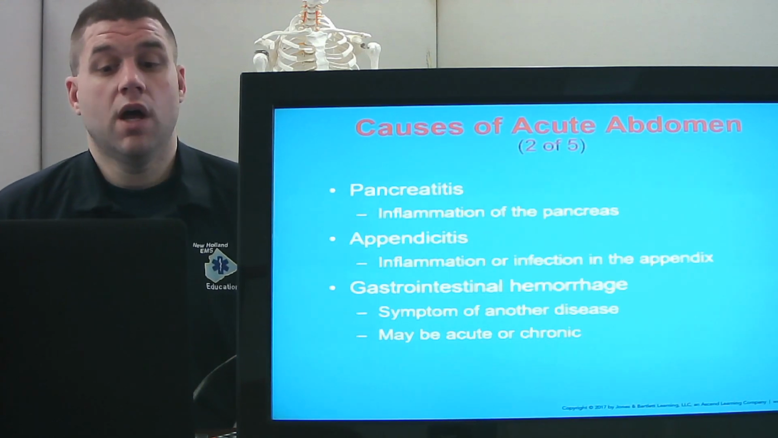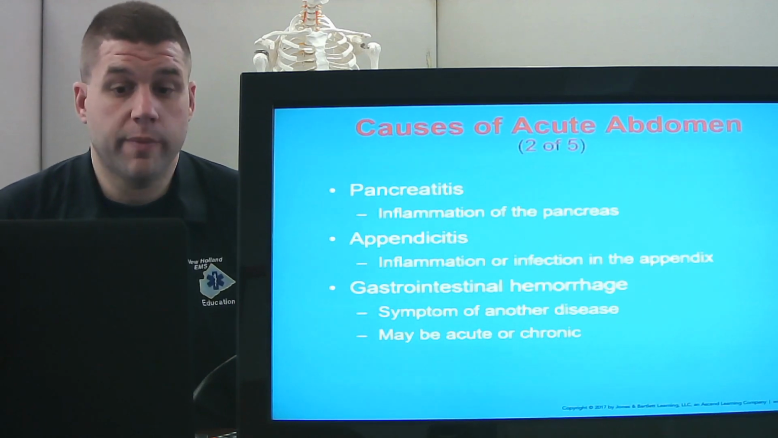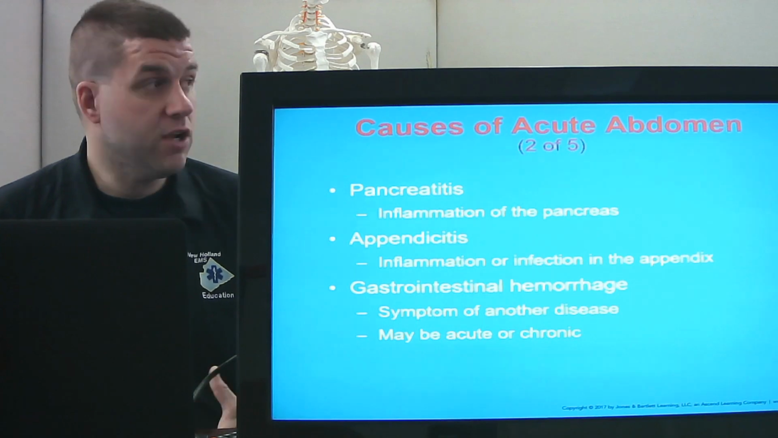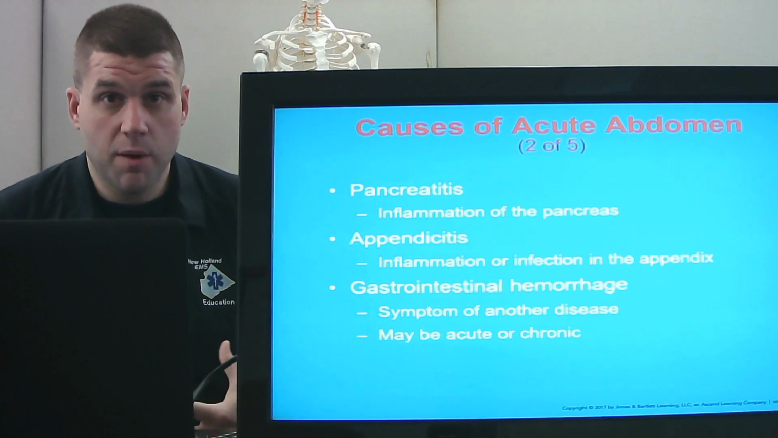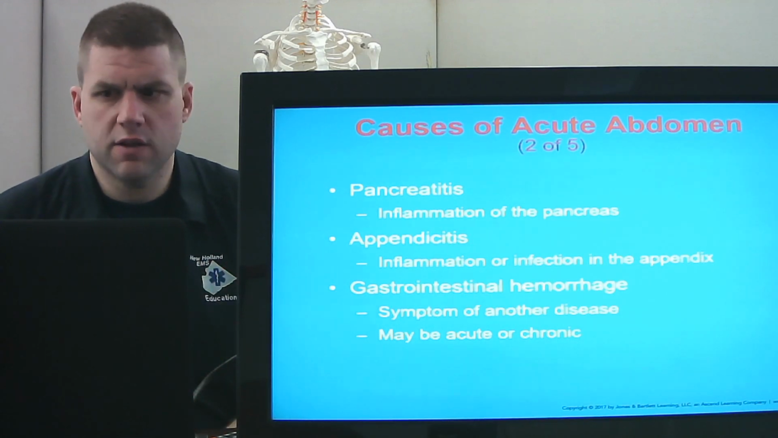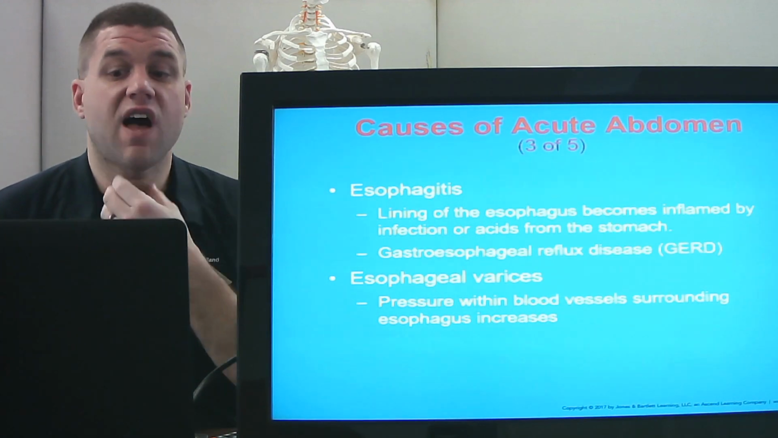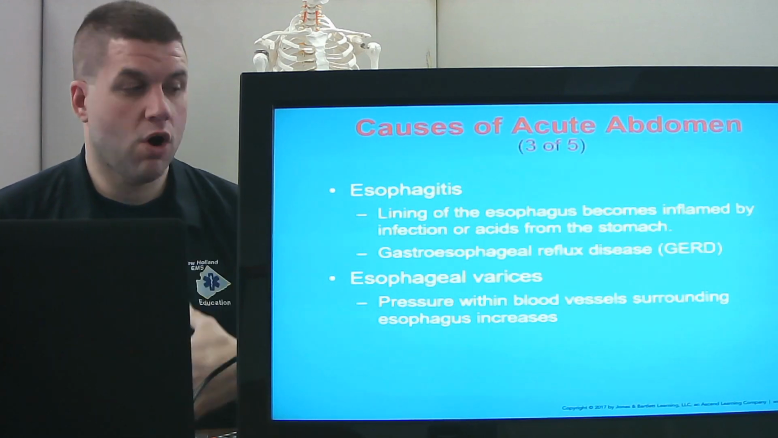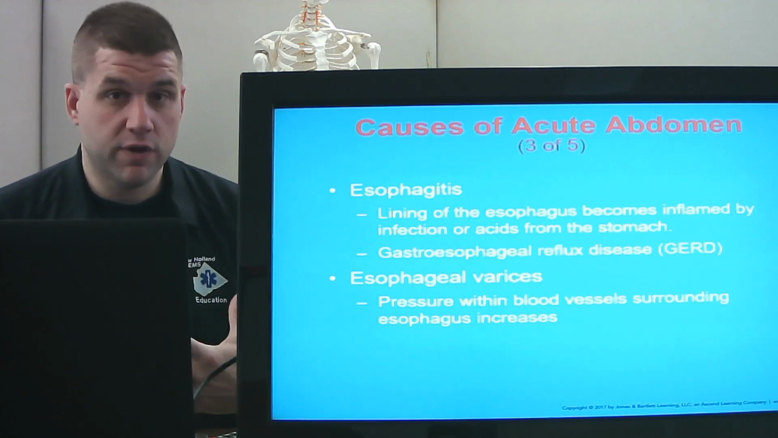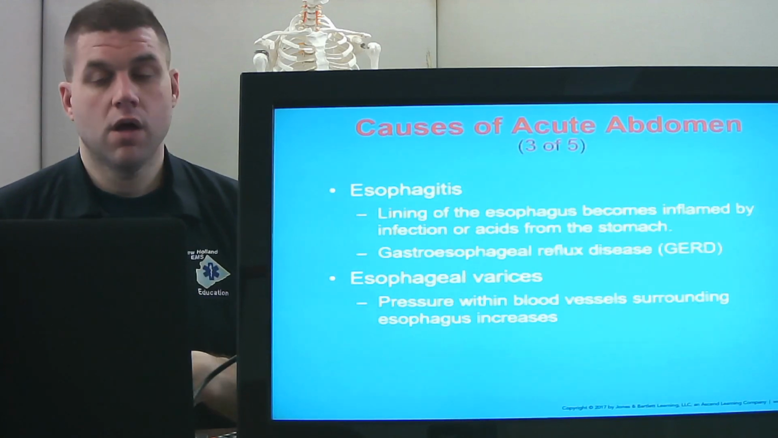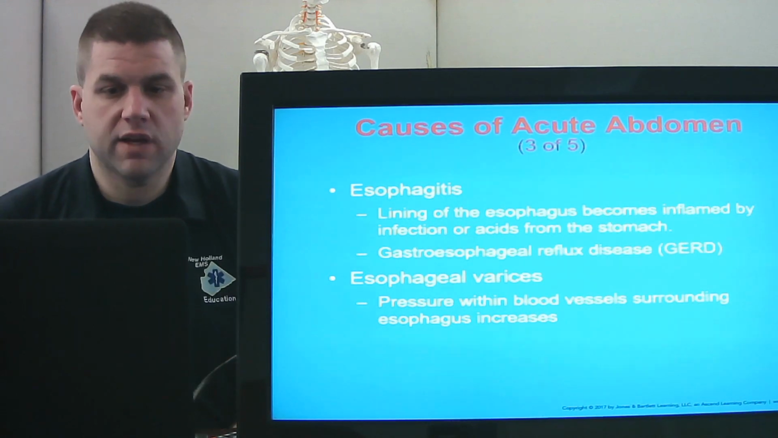Gastrointestinal hemorrhage can be a symptom of another disease. It could be a symptom of stomach ulcers. It can be acute. It can be chronic, meaning it's gone on for a very long time, or it has come on suddenly, and this is a new thing that this patient is experiencing. Esophagitis, the lining of the esophagus becomes inflamed by infection or acids from the stomach, like GERD. So gastroesophageal reflux disease is a chronic reflux of stomach acid that causes erosion to the lining of the esophagus.